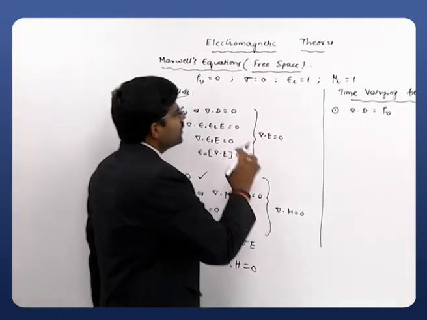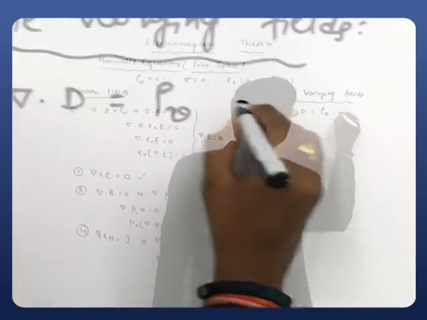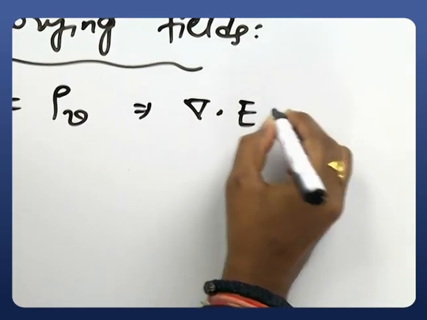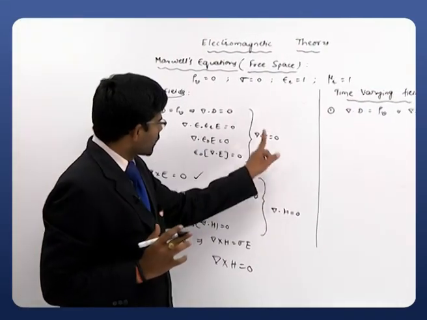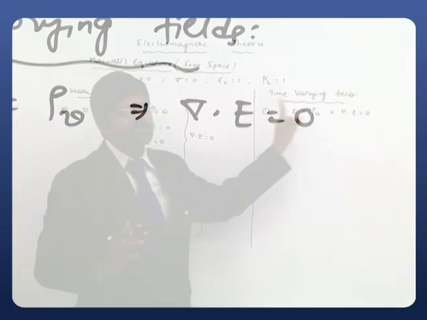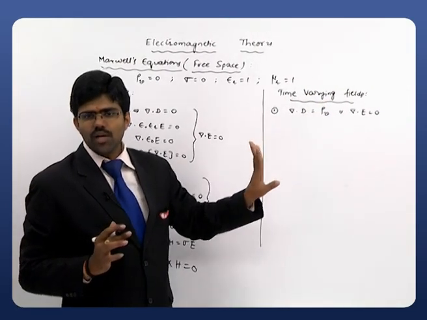So simply it is del dot E is equal to 0, that is what we get for time varying fields. So for static fields as well as time varying fields, the equation will be unaltered, it will not change.